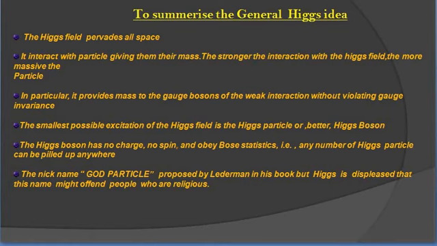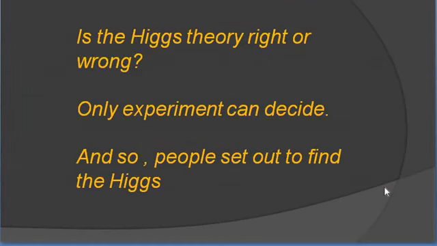The Higgs boson has no charge, no spin, and obeys Bose-Einstein statistics. Any number of Higgs particles can be piled up anywhere because it is a boson. And we can learn about Bose-Einstein condensation. The nickname God particle was proposed by Lederman in his book, but Higgs was displeased that this name might offend religious people, but still the name God particle is very famous. Whether the Higgs theory is right or wrong, only experiment can decide. And so people set out to find the Higgs.